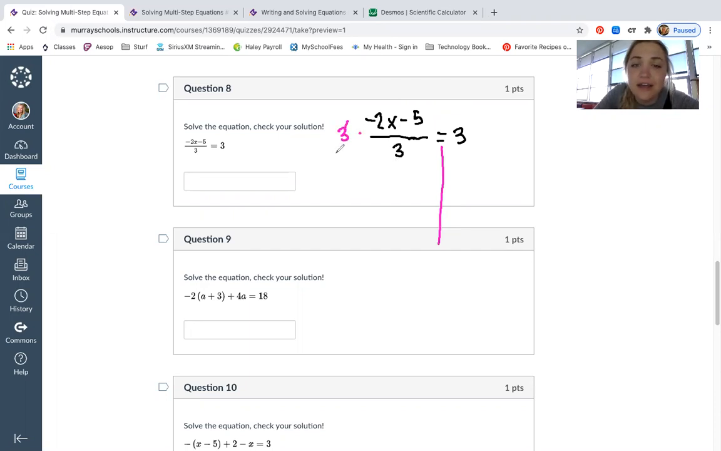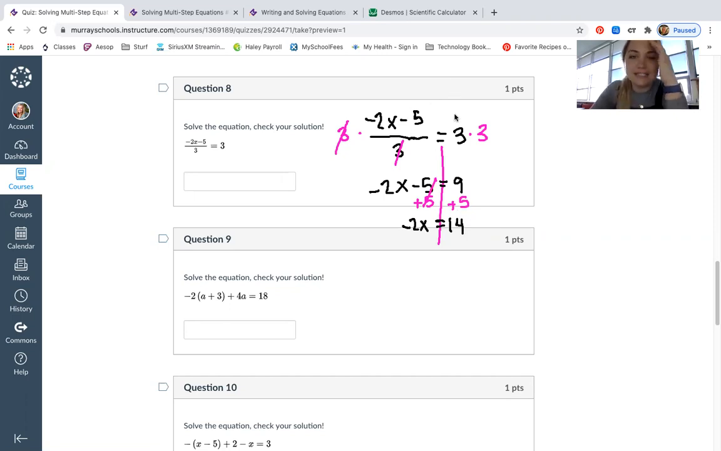So to undo dividing by 3, I multiply by 3 on both sides. And that's something you might have to do on a couple of these problems. So on the left, I still have negative 2x minus 5. On the right, 3 times 3 is 9. All right, my next step, to undo subtracting 5, I'm going to add 5 on both sides of the equal sign. So I have negative 2x on the left, and then 9 plus 5 is 14.